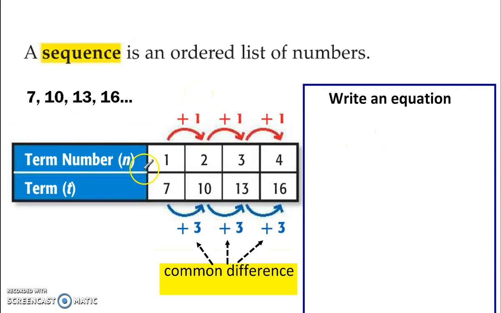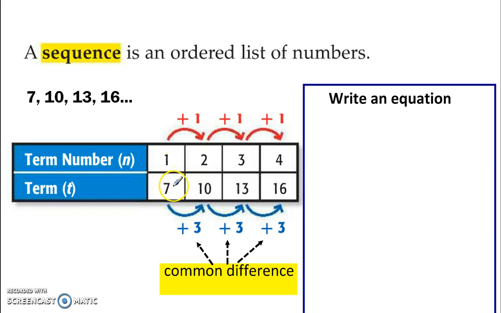And if I want to write an equation here, okay, let's see. The common difference is 3. From 1 to 7, I could add 6, but that wouldn't work here. I could multiply by 7. That wouldn't work here. That would give me 14. Multiply by 6 and add 1. That would give me 12, 13. No. Multiply by 5 and add 2. Gives me 7. Multiply by 5, add 2, would give me 12.